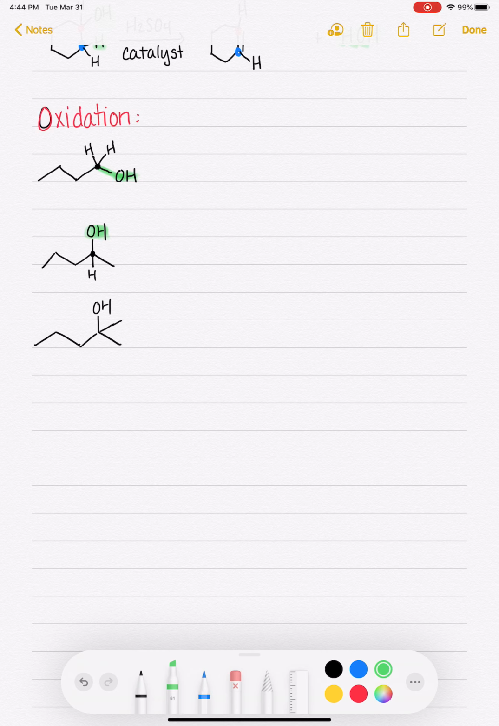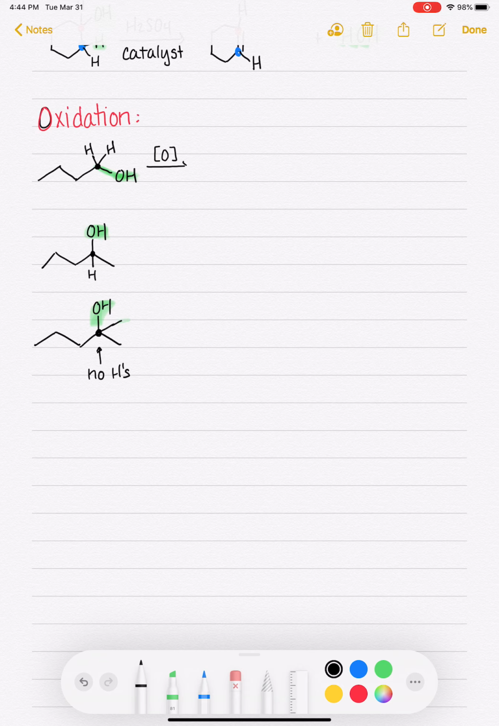The third type of alcohol that we have is an OH group that again is not at the end of a carbon chain. It's somewhere in the middle. And this OH group is attached to a carbon that has no hydrogens attached. So these are three different types of alcohols, and they all respond a little bit differently to oxidation.